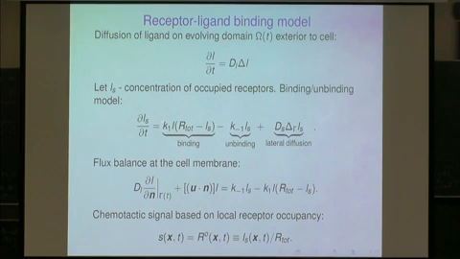So that's L here. The concentration of occupied receptors is denoted by LS. So that's going to evolve on the cell membrane. So I'm going to assume that there's this binding and unbinding process that's taking place on the membrane, and this also allows potential lateral diffusion of receptors on the membrane. So there's a diffusion coefficient for that as well. So I have to have a flux balance equation as a boundary condition on the cell membrane as well.